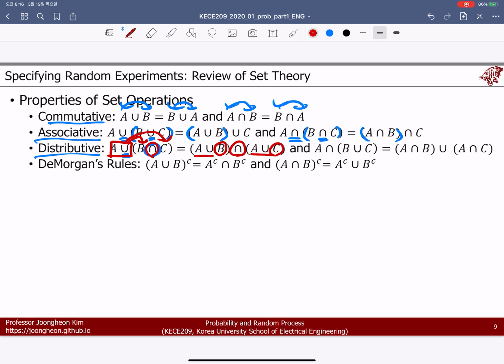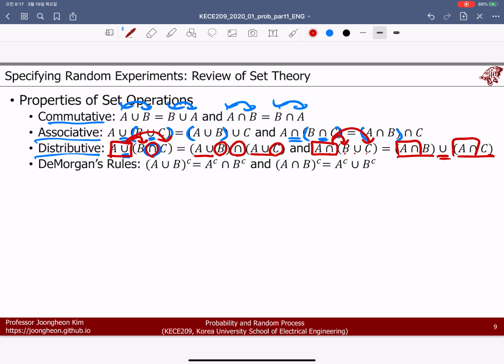In a similar way, you have A intersection with B union C. Then in that case, you put this A intersection inside this brace. That's why you can move this one and you can move this one. Then you have this one, and then you have this one, and then you have a union between them.